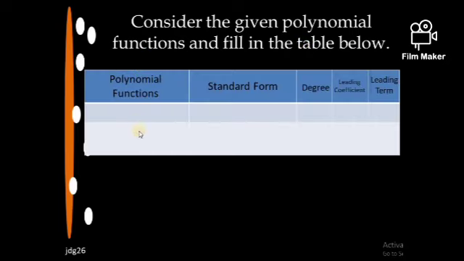Now, let us consider the given polynomial functions and fill in the table below. So, meron tayo dito 1, 2, 3, 4, 5 columns and then 2 rows. So, let us try number 1. The given polynomial function is y equals 3x cubed plus 2x minus x raised to 4. So, ang kailangan natin gawin is to rewrite it into standard form. So, remember, pag standard form, naka-arrange ang mga terms in decreasing powers of x.